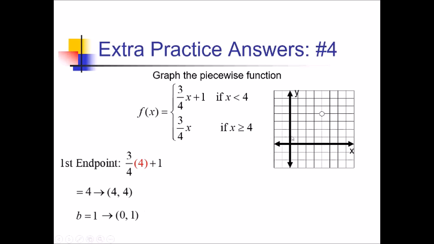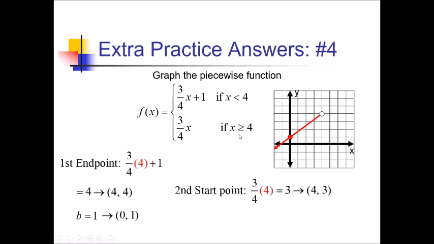So either way, we put a dot right here, and we're going to just draw a line through those. Now we turn our attention to our second rule. For this one, I want to figure out the y value and x value where this thing is starting. So I'll plug 4 in for this particular rule, 3/4 of 4, and that's going to give me just 3. So that's the y value 3 to go with an x value of 4, so 4, comma 3.